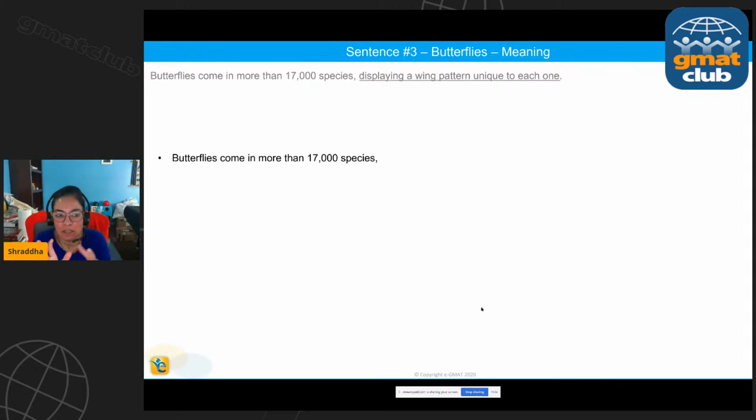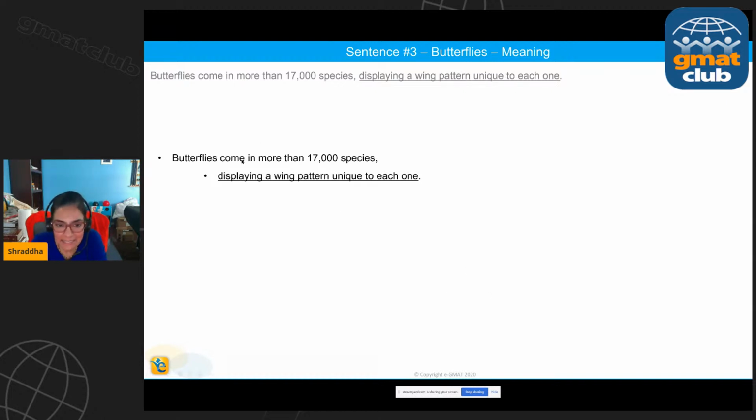My first part is butterflies come in more than 17,000 species. Nothing to describe here. Let's move on. Displaying a wing pattern unique to each one. So here we have a clause, then we have a comma, and we have a comma plus verb ing modifier. So surely we are dealing with a comma plus verb ing modifier here.